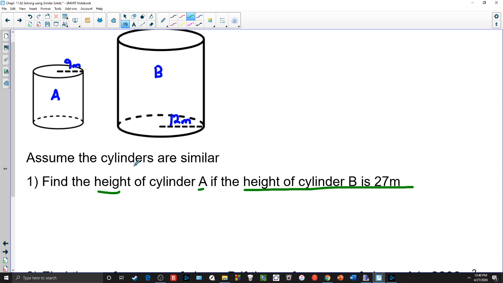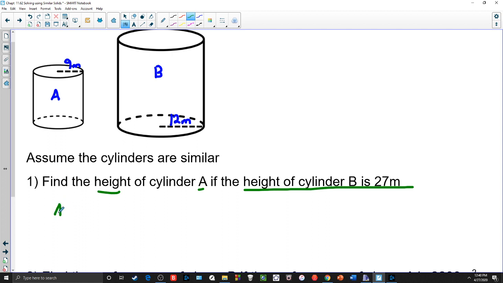Well, if they're similar, that means their scale... I need a scale factor here. Well, the only two numbers I have are 9 and 12. So I might as well use those, and luckily they are both radii. They're both the radius of their respective cylinders, so they do match up. They're corresponding. Yes, 9 is the top radius and 12 is the bottom radius, but because both circles are congruent, it's also 12 up here. So 12 up here, 12 down here, 9 up here, 9 down here. Whether you have the top and bottom radius, they're both going to be the same. So this radius and this radius are corresponding because they're both radii. And so those will be my scale factor.